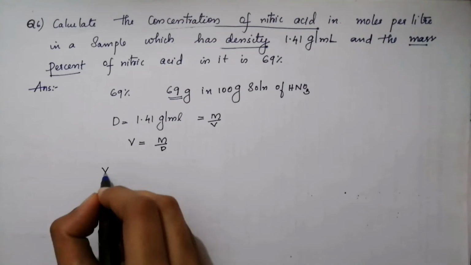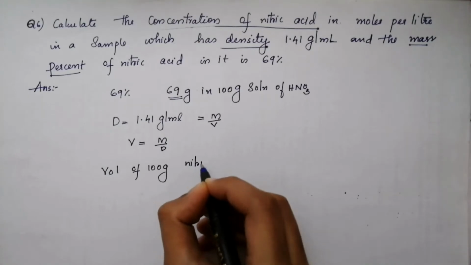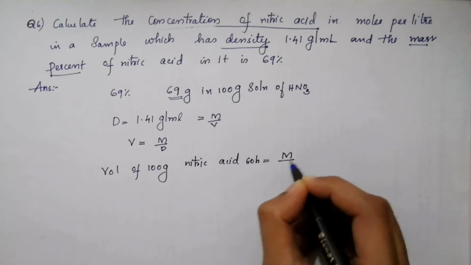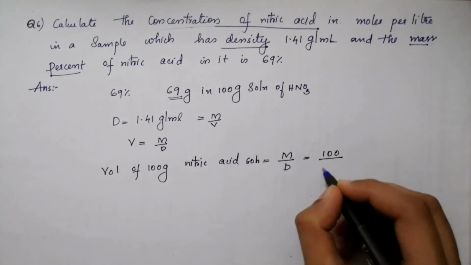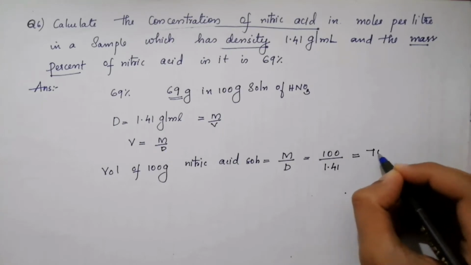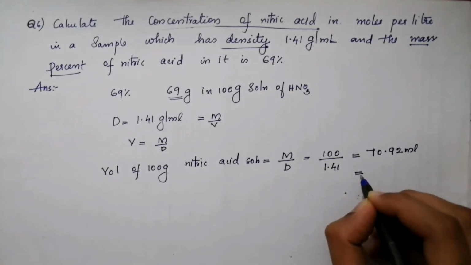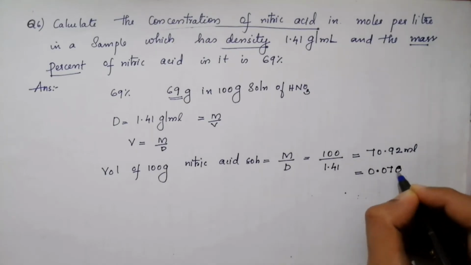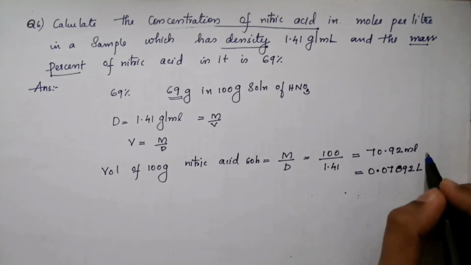Now, let us calculate the volume of 100 gram of nitric acid solution, which is mass by density. We know the mass of the solution is 100 and the density is already given as 1.41. So, we have the answer as 70.92 milliliter. Now we have to convert it into liter, which gives us 0.07092 liter. To convert milliliter into liter, we have divided it by 1000.